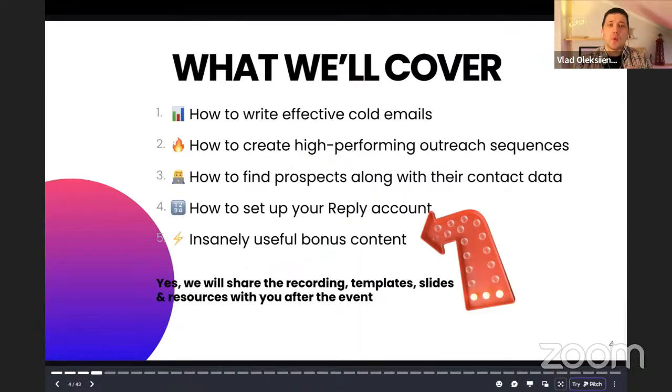So here's what we will cover today. Number one, we will talk about how to write effective cold emails really quickly, how to create high performing outreach sequences. And this is going to be something between 5 to 10, maybe 15% reply rate. Then how to find prospects along with their contact data and add them to your sequences. We will talk a little bit about workflow, tools, tech stacks, and so on, and then how to set up your Reply account for cold outreach.